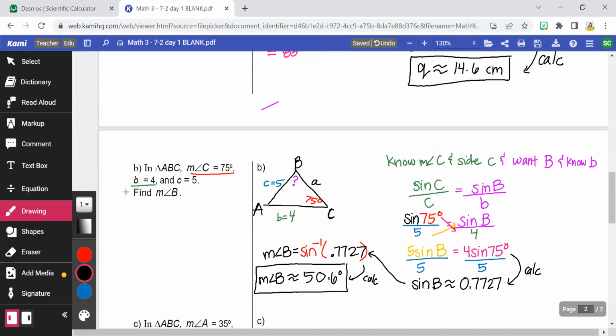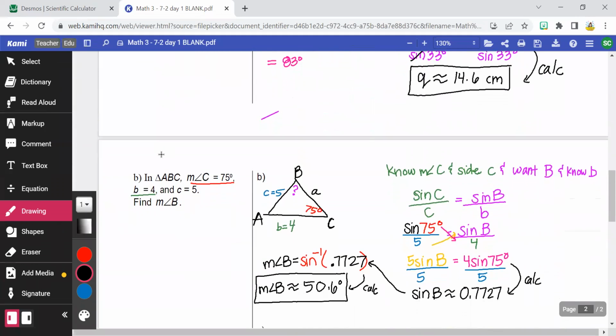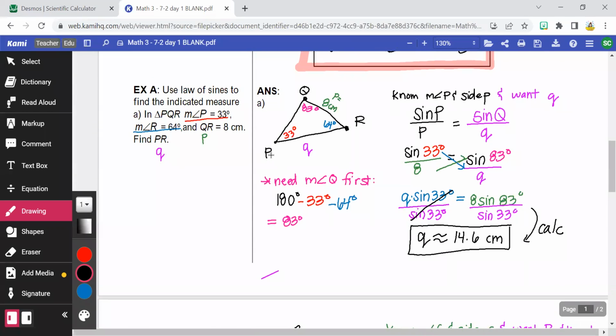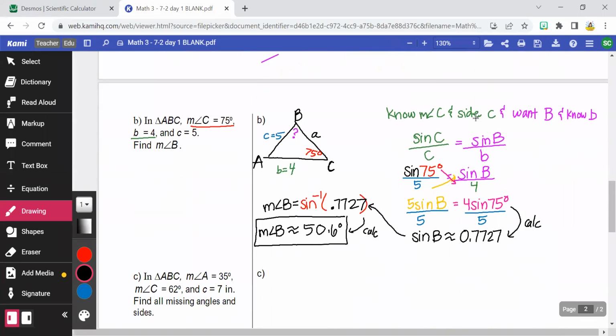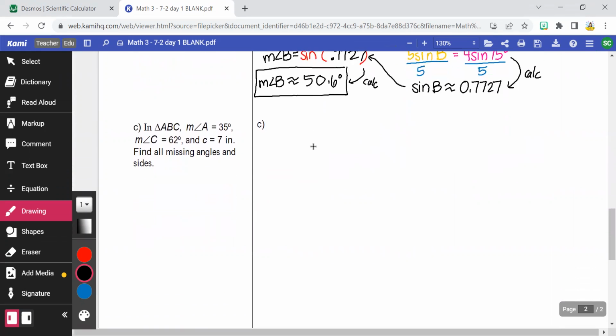So in both of these two examples, we were only trying to find one side or one angle. And so we looked for which one we know both the side and the angle for, and we started our formula with that. And then we wrote the one that we needed next. So for this one, we knew everything about side C and angle C. We wanted to know angle B, and so we needed to use that. In C, notice that it wants us to find all missing angles and sides. So remember what we did with right triangles, where we wrote out everything together.